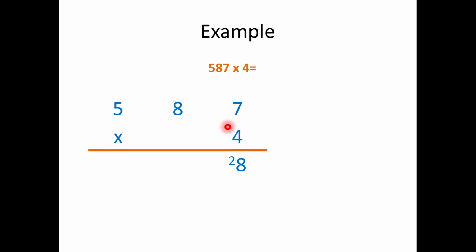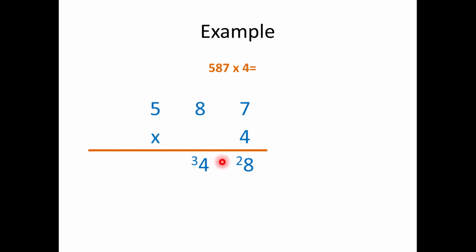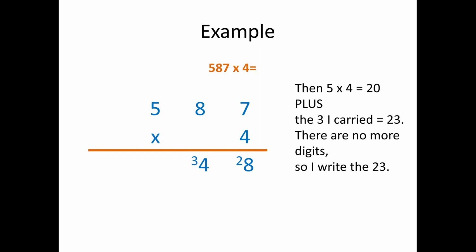Then 4 times 8 is 32 plus the 2 I carried, and that will give me 34. So I put down the 4 and I carry the 3. Then 4 times 5 is 20 plus the 3 I carried will give me 23. So I write the 23 in.